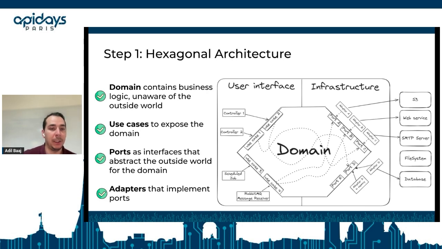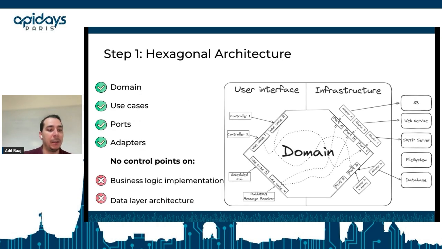We can interact with this domain through the user interface. In this user interface, we will find things like controllers, maybe scheduled jobs, or maybe we could be listening to some events. And we can trigger what we would call drive-in ports, which I like to call use cases, in this domain. And this domain can interact with the outside world through ports, which are interfaces that abstract this outside world. These interfaces are implemented in the infrastructure layer as adapters. That's what we call adapters. That's where we find the implementation details.